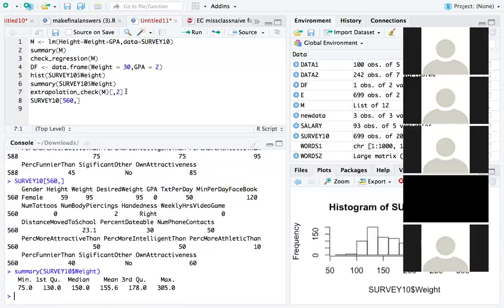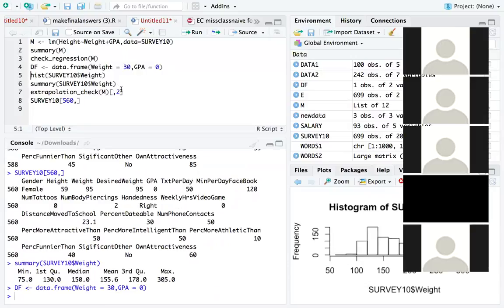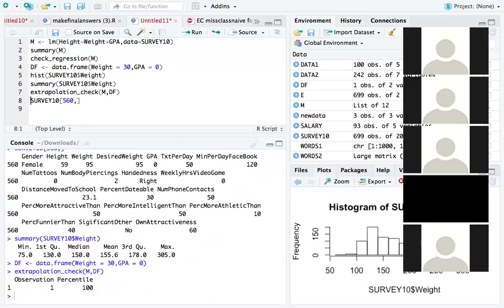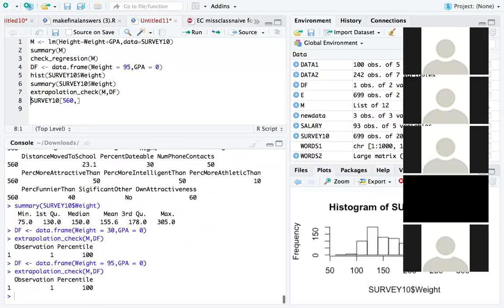So the extrapolation check right here is seeing how unusual something is in their x's. And we could, of course, use new data right here. If I give this person a GPA of 0 now, and I do the extrapolation check on my new data, this should be the 100th percentile also. Does that make sense why this is the 100th percentile? I could even re-simulate that other person, which I think was on the 100th. Yeah, they were the most extreme.